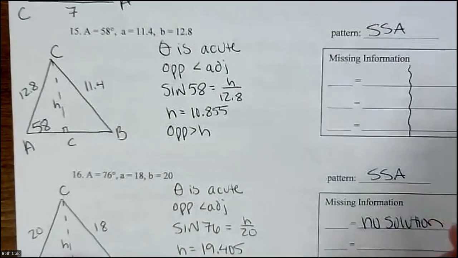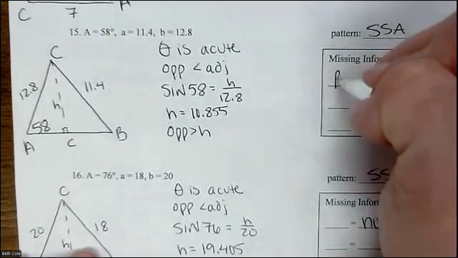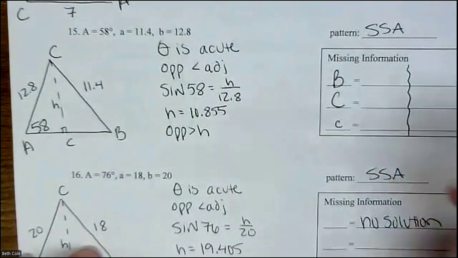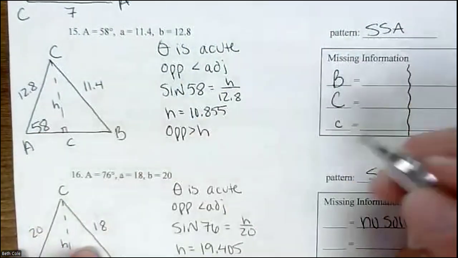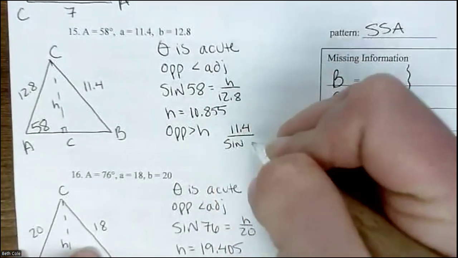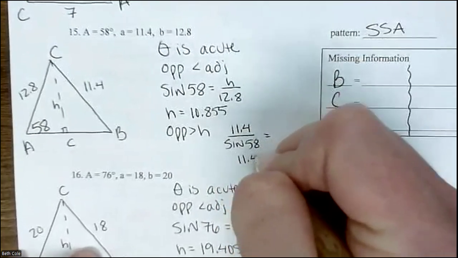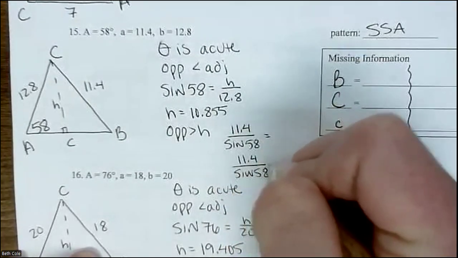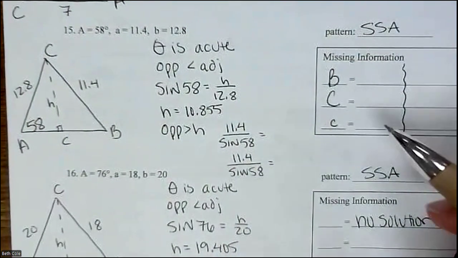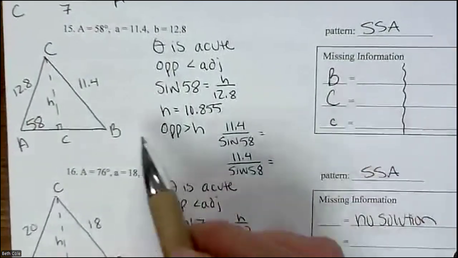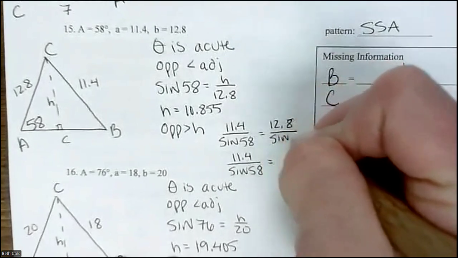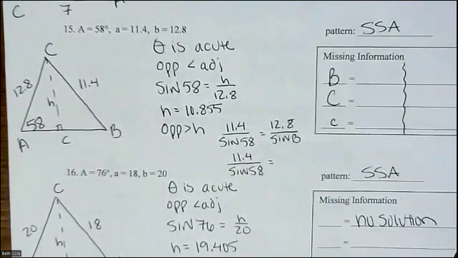So we need, what do we need? We need angle B, angle C, side C. So I need a side across from an angle, which is this one right here. I kind of ran out of space. 11.4 over sine of 58. And I'm going to just go ahead and write it twice. I hope you wrote smaller than me because I got to fit. Equals, and then we want to find angle B. So on the other side, we're going to put 12.8 over sine B.